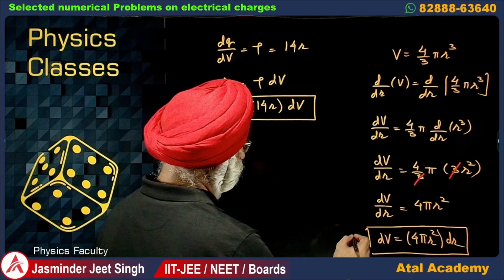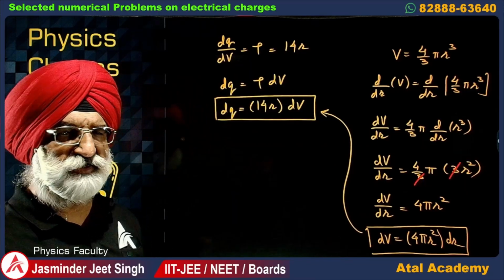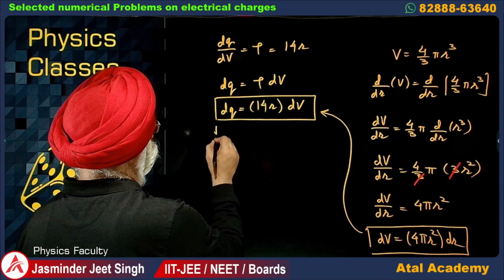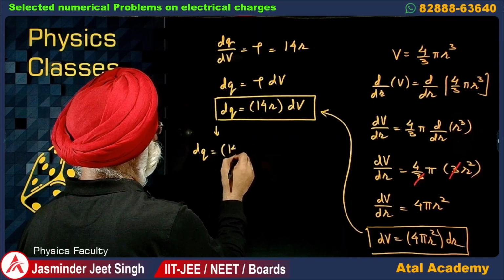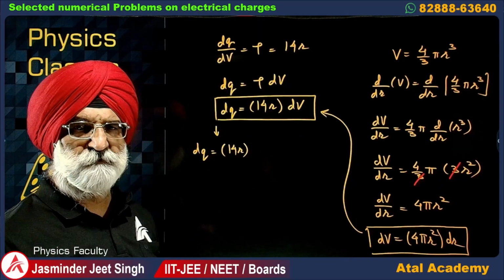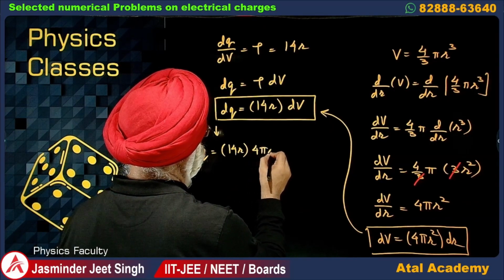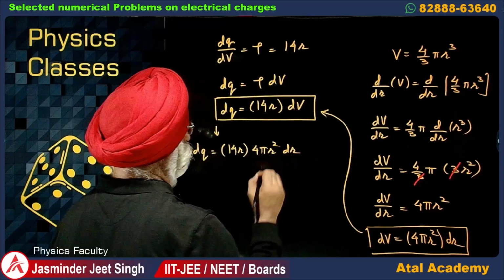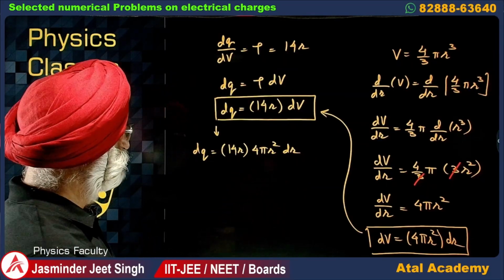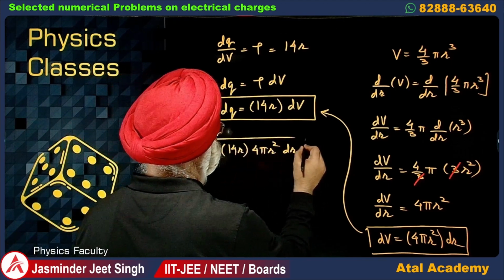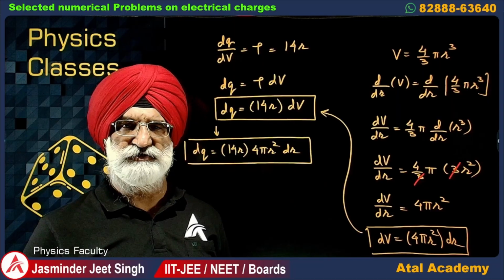What we can do, we can put the value for dV here. If you put the value for dV in the previous equation, how much will you be getting? dq will become equal to 14r, which is the value for rho, into dV. dV is 4 pi r square dr. Whatever equation we get here, this is the required equation which we are supposed to integrate to calculate the total result.